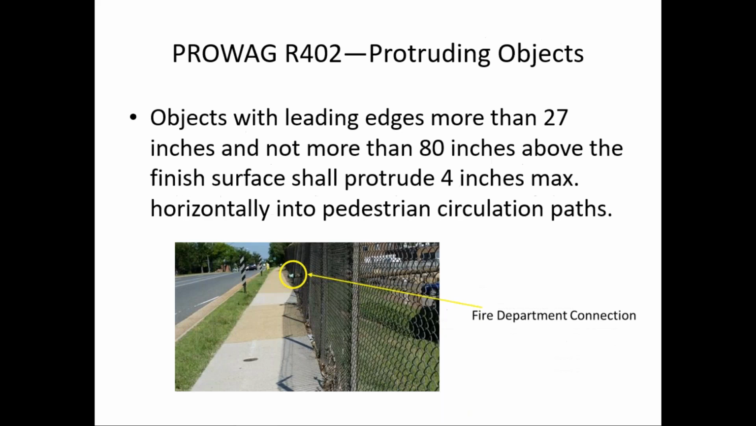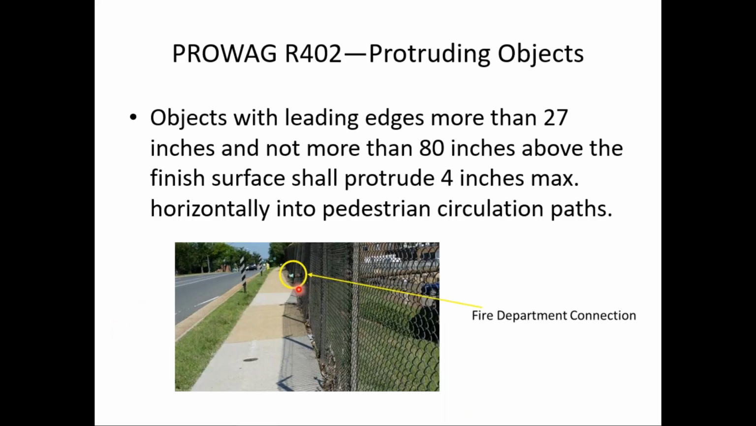And I mentioned protruding objects. This comes from Chapter 4 of PROWAG. A protruding object is something that protrudes more than 4 inches into the pedestrian circulation path at a height above 27 inches, but less than 80 inches. For example, this fire department connection you can see here sticking out of this chain link fence. That's more than 4 inches into the pedestrian circulation path.